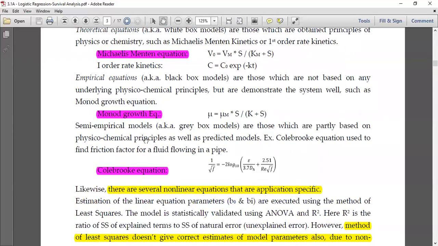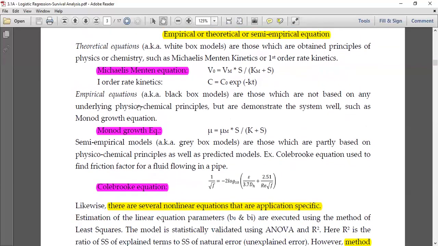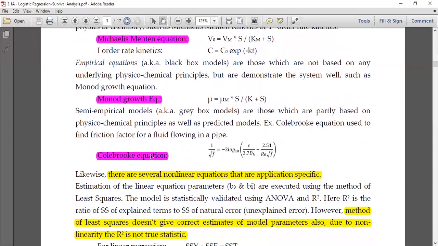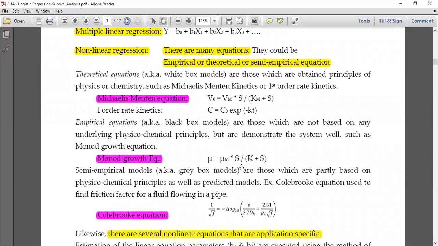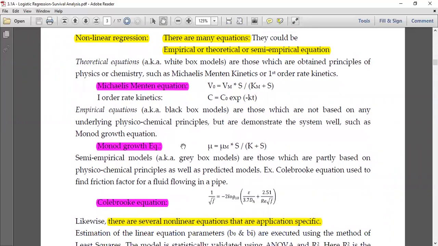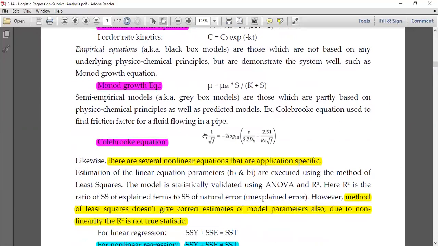Whereas in a semi-empirical model, you make use of both features. To some extent you use the physicochemical principle, and to some extent you use the empirical model. It's a combination of the two. As an example, the Colebrook equation. Like this, there are several nonlinear equations that you can come across. You may refer to multiple reference materials. You get hundreds of different nonlinear regression equations.